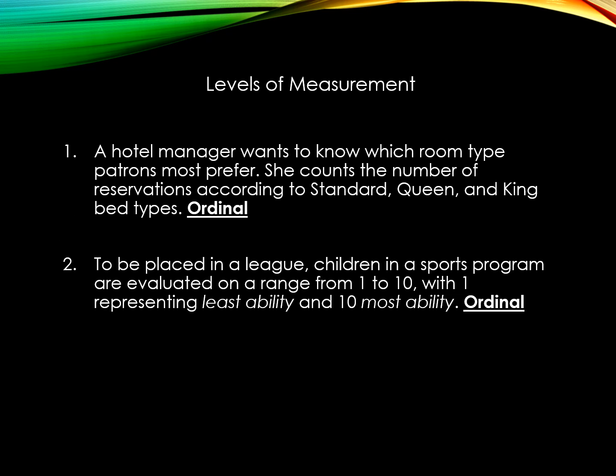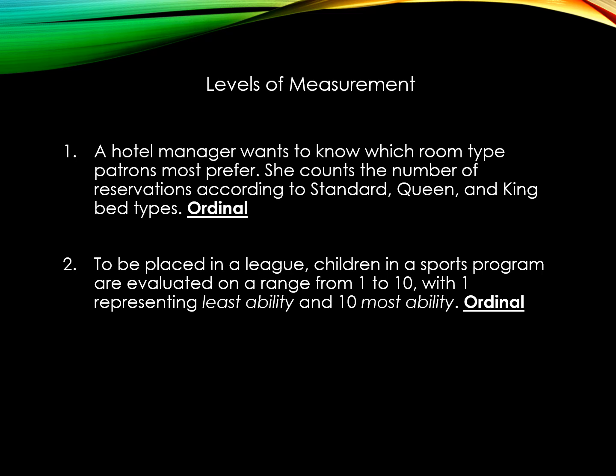Let's look at a couple of examples here. A hotel manager wants to know which room type patrons most prefer. So the manager counts the number of reservations according to the standard, queen, and king size bed types. So this is ordinal level data. So we obviously have a rate or a rank here, right? So standard, king, and queen are different sizes, but the difference, there's more than one, there's more than two, so there's more than a category.